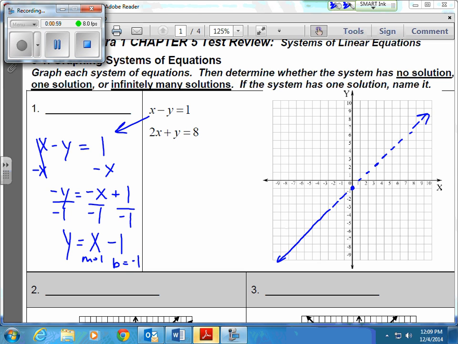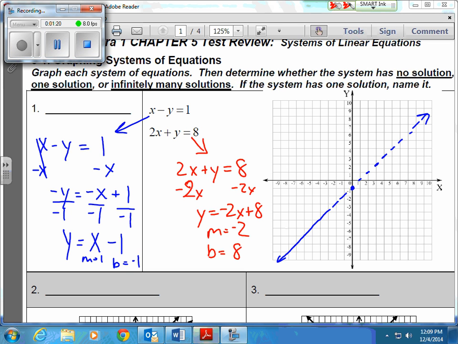Okay. Then, the second equation, 2x plus y equals 8. We're just simply going to subtract 2x from both sides. And we get y equals negative 2x plus 8. So that one will have a slope of negative 2 and a y-intercept of positive 8. So we'll start at positive 8 on the y-axis and go down 2 over 1.